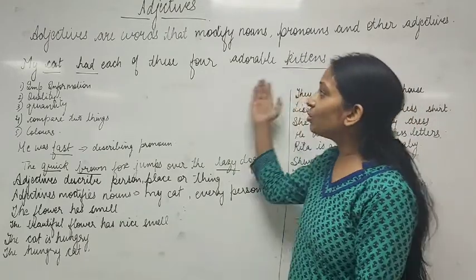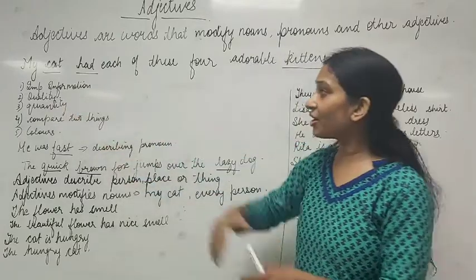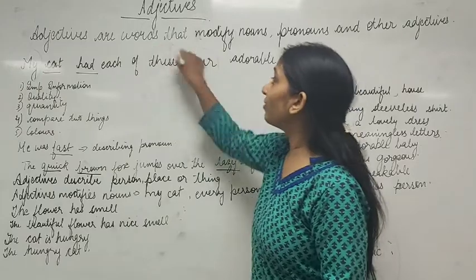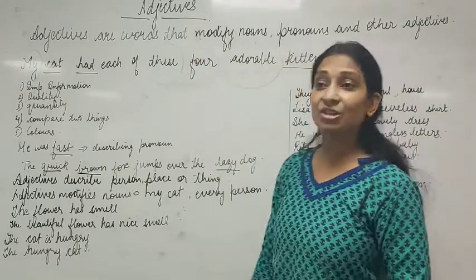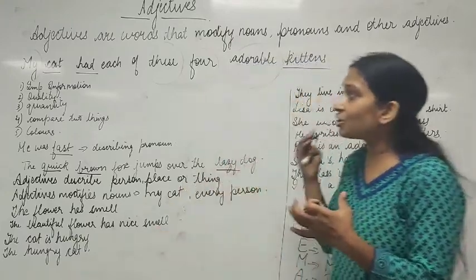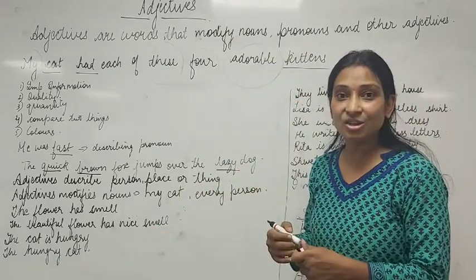But I am using so many adjectives here. My is an adjective. Each is an adjective. Adorable is an adjective. These is an adjective. So how many adjectives are we using here? Can you see that, children?